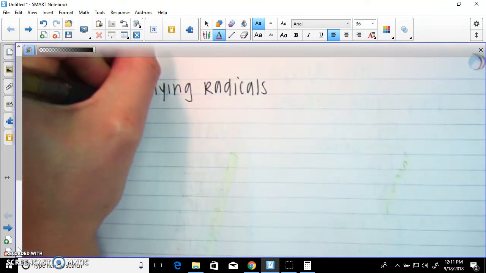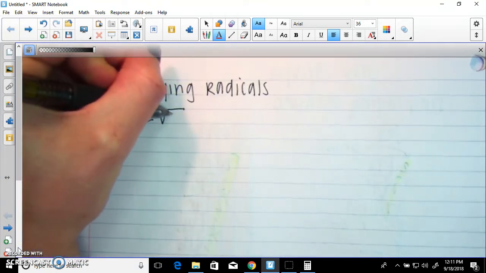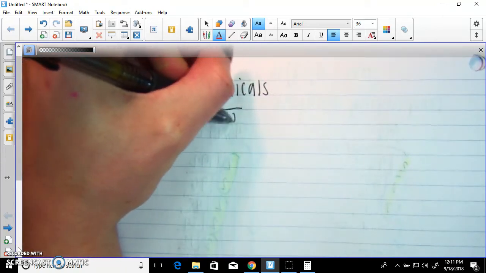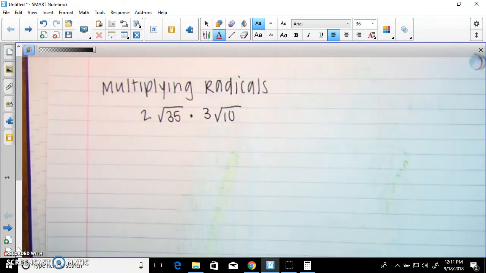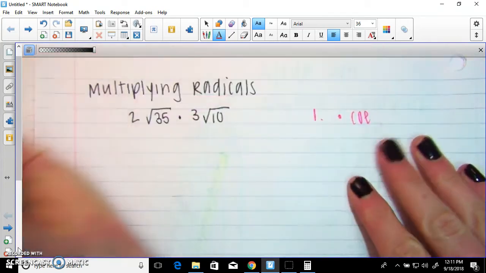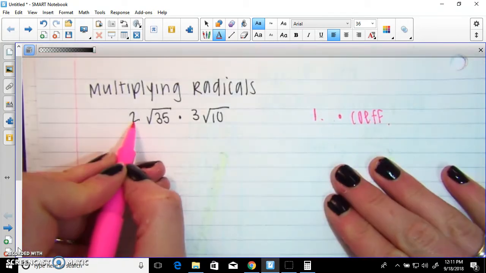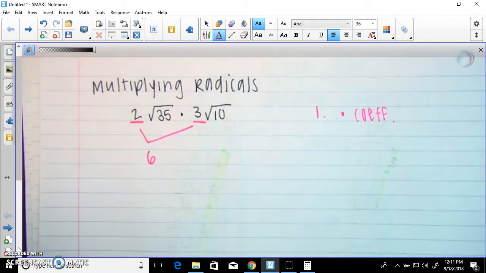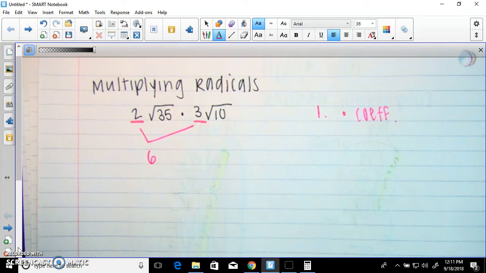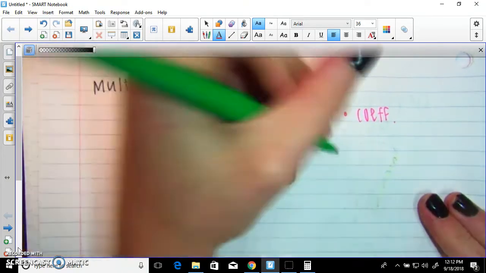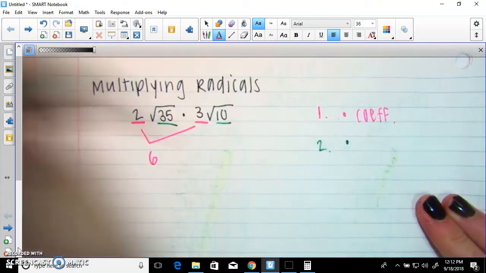We have 2 root 35 times 3 root 10. Okay, so our first step is we multiply the coefficients. So I'm just going to put a little times instead of writing multiply. We multiply the coefficients. Okay, so that's our 2 and our 3. So 2 times 3 gives us 6. Our second step, after we multiply the coefficients, we're going to multiply the radicands. So step 2, multiply radicands.